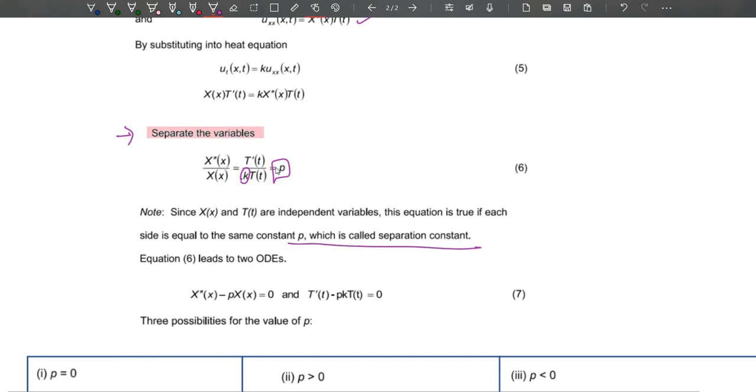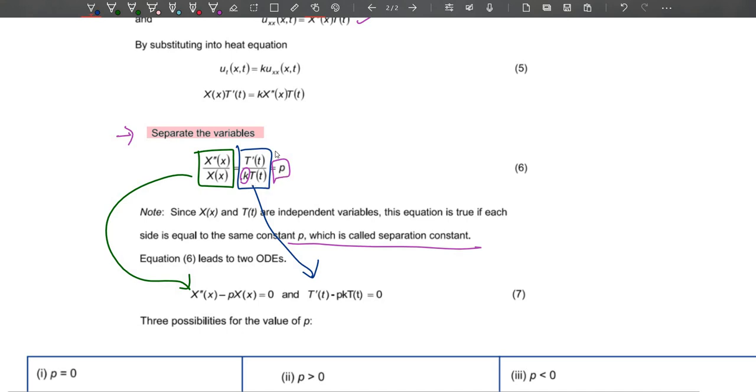So equation 6 here will lead to two ODEs. The first one is from this part: X''(x) over X(x) equal to p. We have X''(x) minus p X(x) equal to 0. And the second one, the blue one, will be this: T'(t) minus p k T(t) equal to 0, because we bring the denominator to the right.